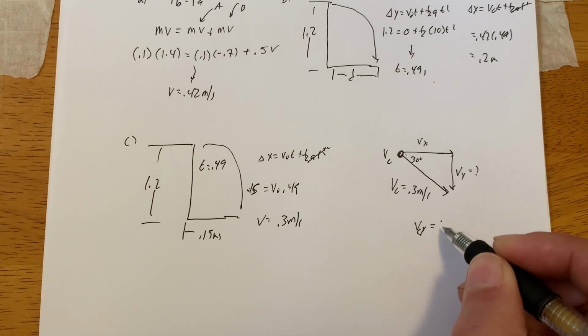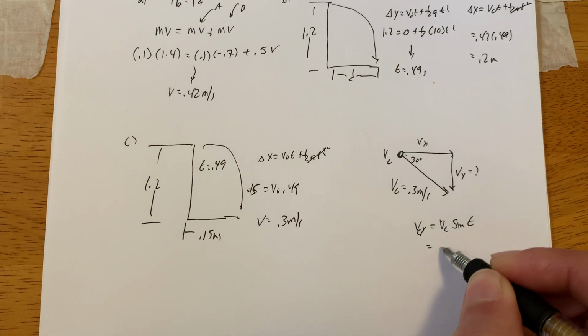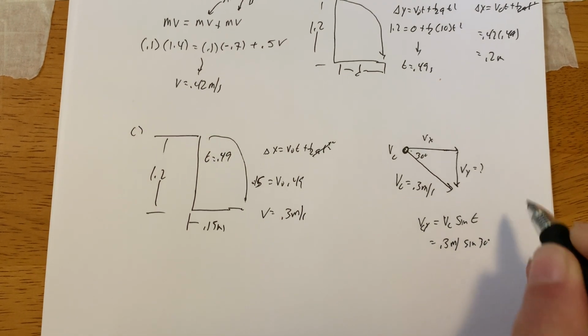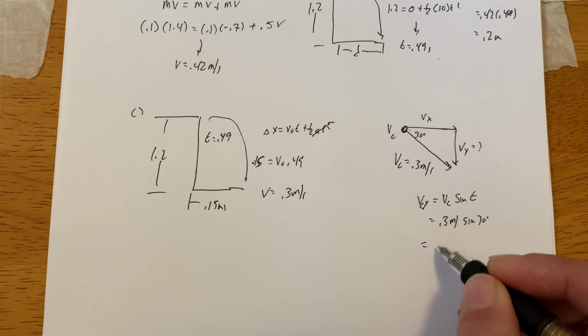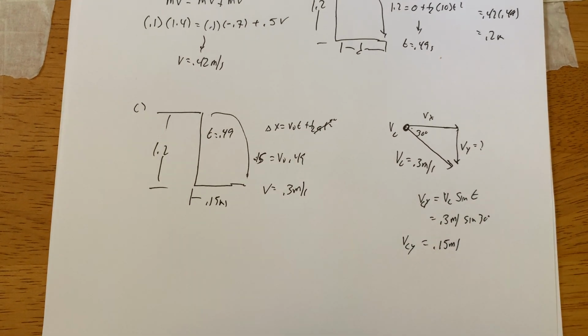Vy, let's say Vcy, my bad. Vc sine theta. So what do I have? 0.3 meters per second, sine of 30 degrees. I know sine of 30 degrees is a half, so 0.15 meters per second. So that's my Vcy. Okay, so that is that business right there. Okay, so that looks like 20, which is the first problem in 20.